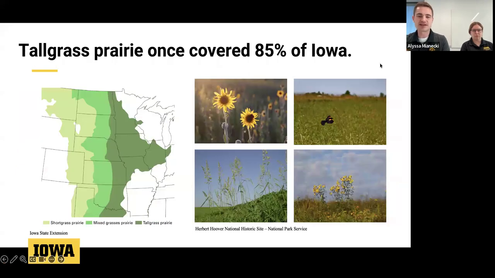The other thing that we need to understand is that the modern landscape of Iowa is very, very different than it was 150 years ago, prior to European settlement. We used to have tall grass prairie that dominated most of the state. So the tall grass prairie nowadays is very few and far between. I'm sure people might have seen some snippets of it from time to time in Iowa, but not much of it exists nowadays.